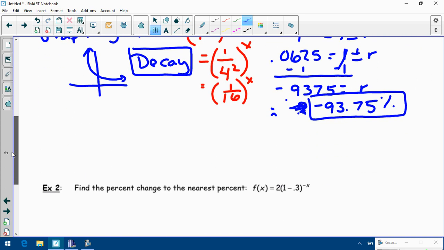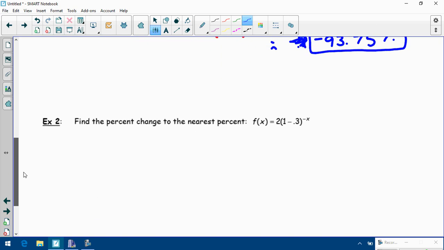Number 2. Find the percent change to the nearest percent if f of x equals 2 times (1 minus 0.3) to the negative x. Okay, so we want the percent rate of change, or percent change. So I need to take what's being raised to the x and set it equal to 1 plus r. What's being raised to the x this time?